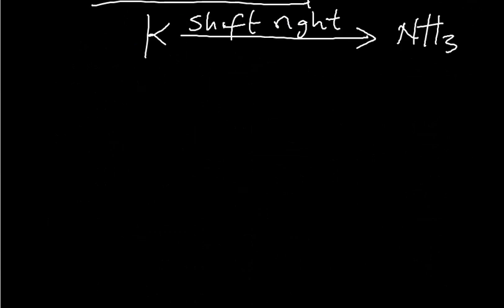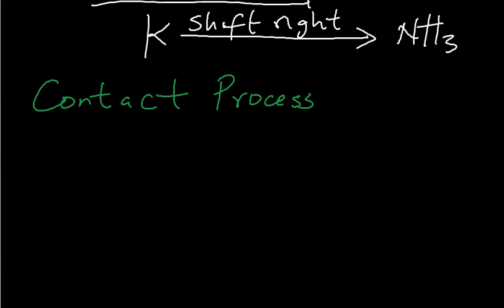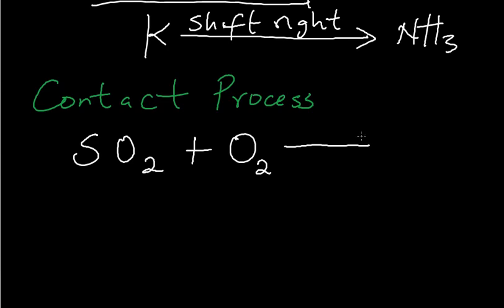Then we'll have another process known as the contact process. The contact process operates using the same principle as the Haber process. It is a process in which sulfur VI oxide is produced from sulfur IV oxide plus oxygen. It is a reversible reaction, and if you balance it, you're going to have 2 here and 2 here.